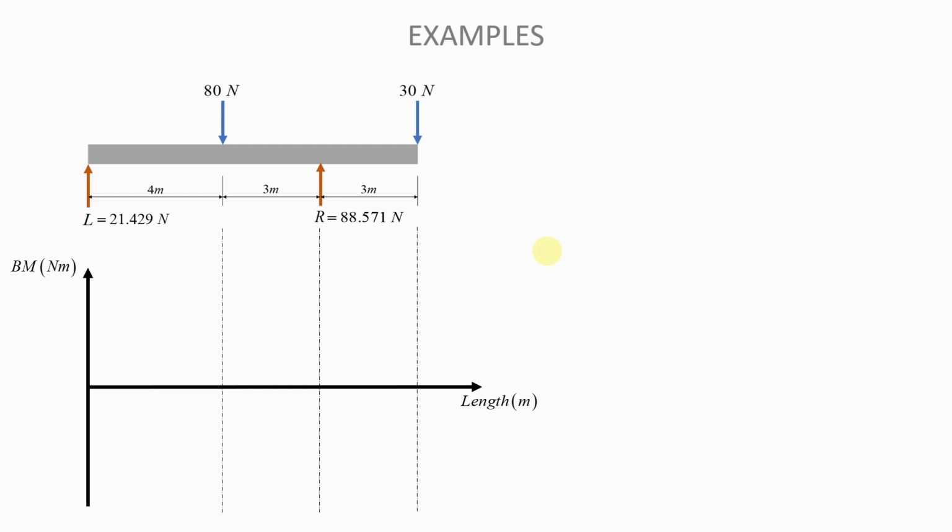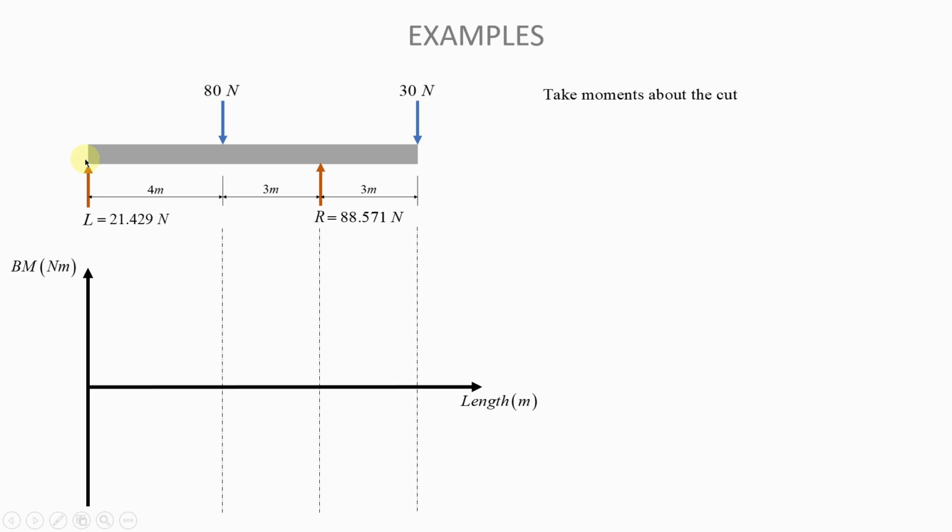Now we want to draw the bending moment diagram. To be able to do that, we're going to perform cuts on the beam. So we will cut the beam from left to right at all the points of interest, and then we will take the moments about the cut. The first point of interest is 80. The other one is here, 80, where you have the reaction, 88.571.